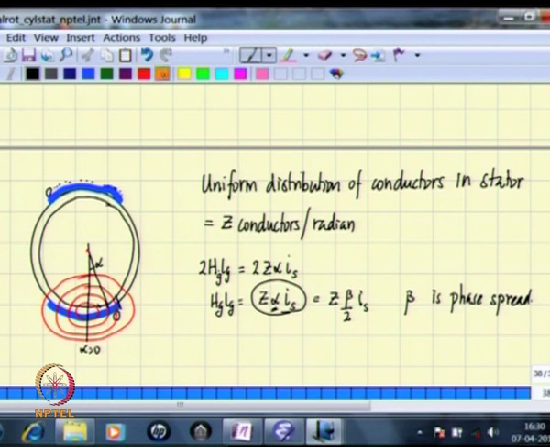Phase spread is this angle. Let me denote that by some other color. That may not be visible. Let us take green. So this angle is then the phase spread beta, and the maximum value of the MMF will therefore be Z times beta by 2 into Is. So this is not equal to this always. This is the maximum value of the MMF.